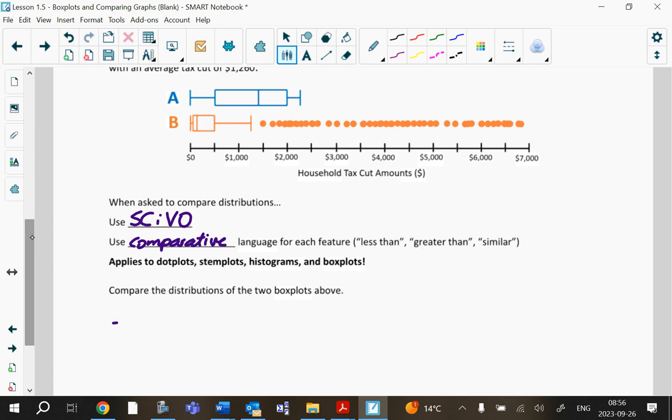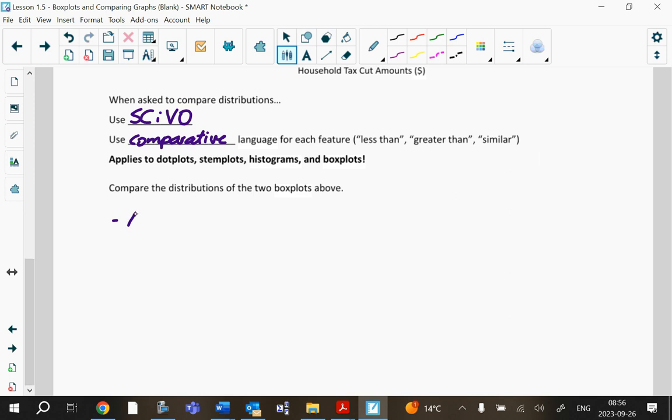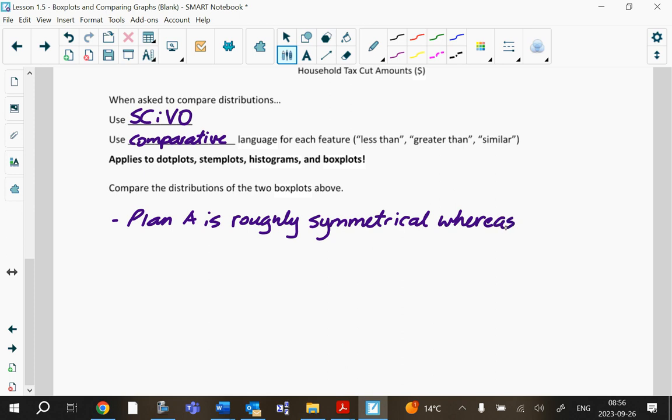But B, sorry, really skewed to the right. So we would say plan A is roughly symmetrical, whereas plan B is heavily skewed to the right, or heavily skewed right.